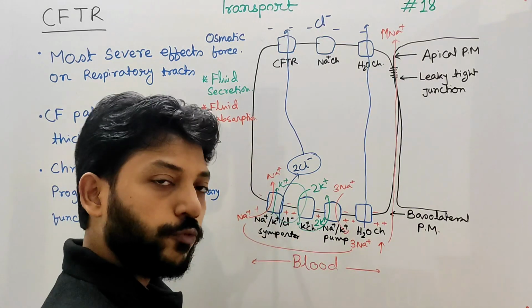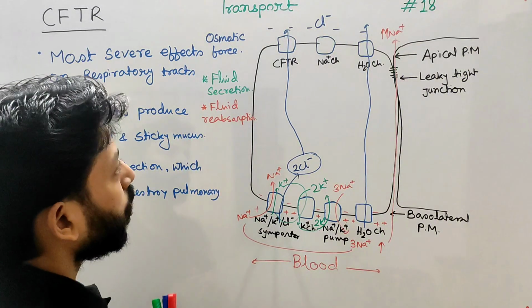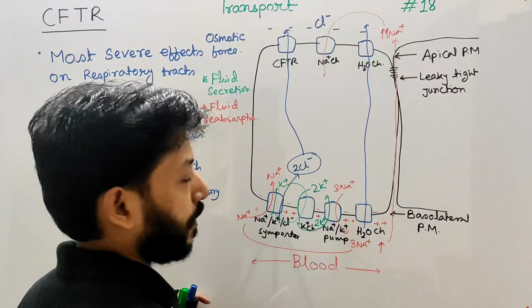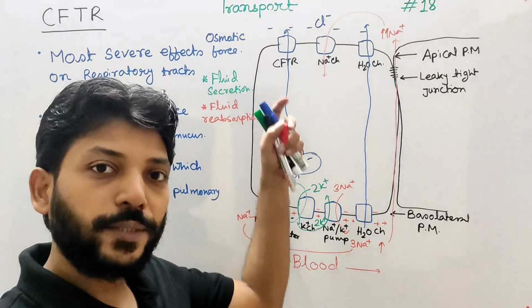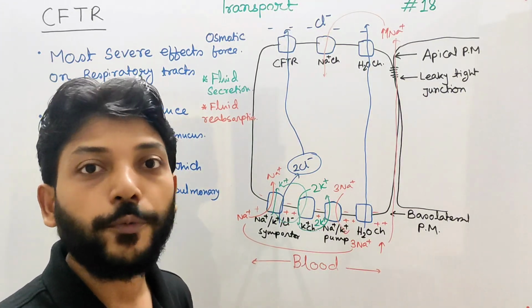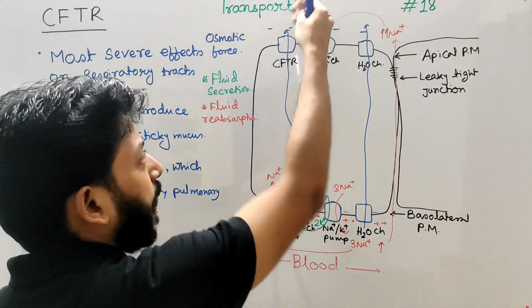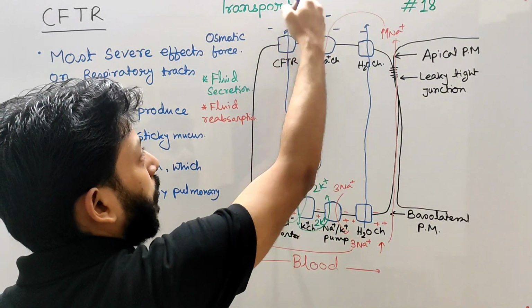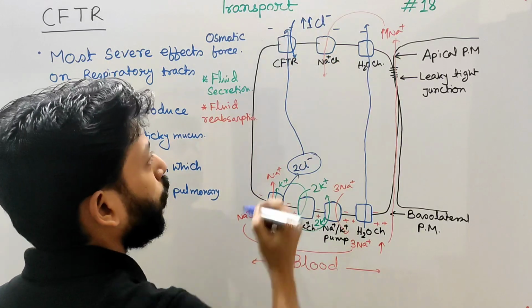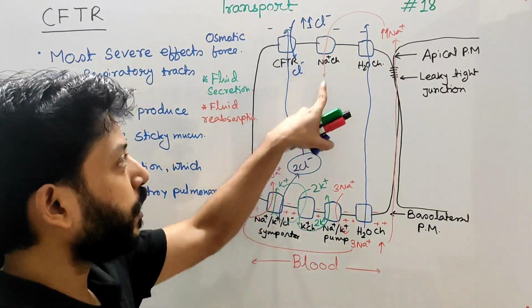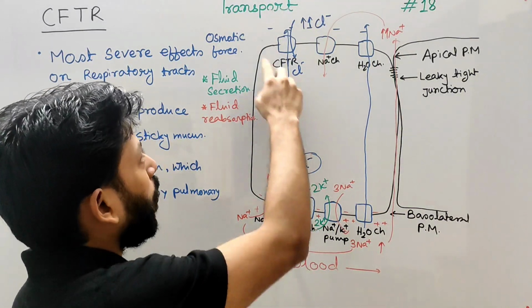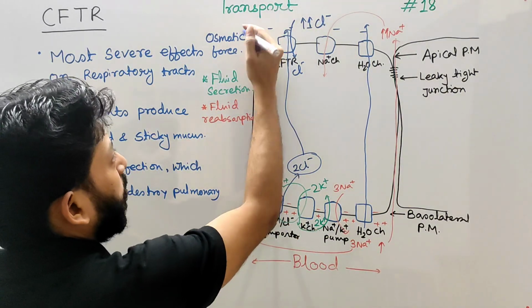How does fluid reabsorption occur? Because there is a sodium channel, sodium can come inside the cell. Not only that, I have mentioned in my previous video that channels can transport ions in both directions. So as chlorine can move out, when the concentration of chlorine becomes very high outside, then chlorine can also move inside the cells. Sodium moves inside the cells when sodium concentration increases outside. By this way, the osmotic force in this apical portion is lowered.